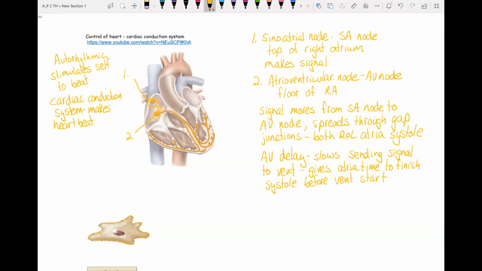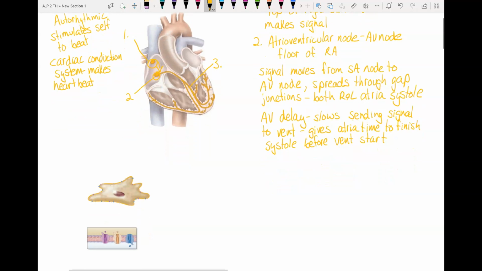Then we go down, part 3, it's right here. This is the bundle branches or bundle of His. So next the signal moves down this direction.